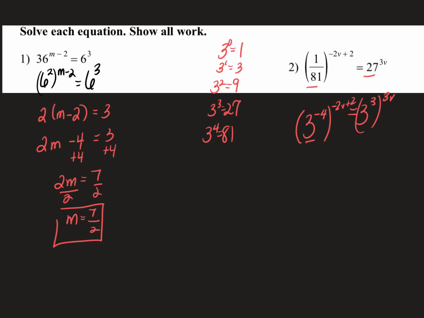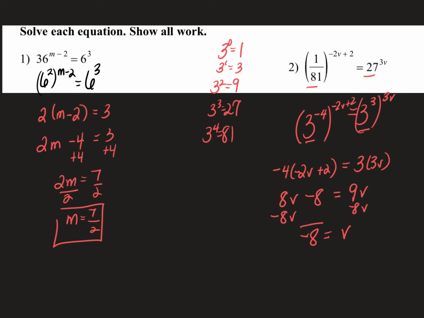So now I have the bases the same. My exponents, of course, multiplied because of power of a power, are equal. Negative 2v plus 2 equals 3 times 3v. I'll go ahead and multiply. So positive 8v minus 8 equals 9v. Going to subtract 8v to the other side. Negative 8 will equal 1v, and v equals negative 8 is the answer.